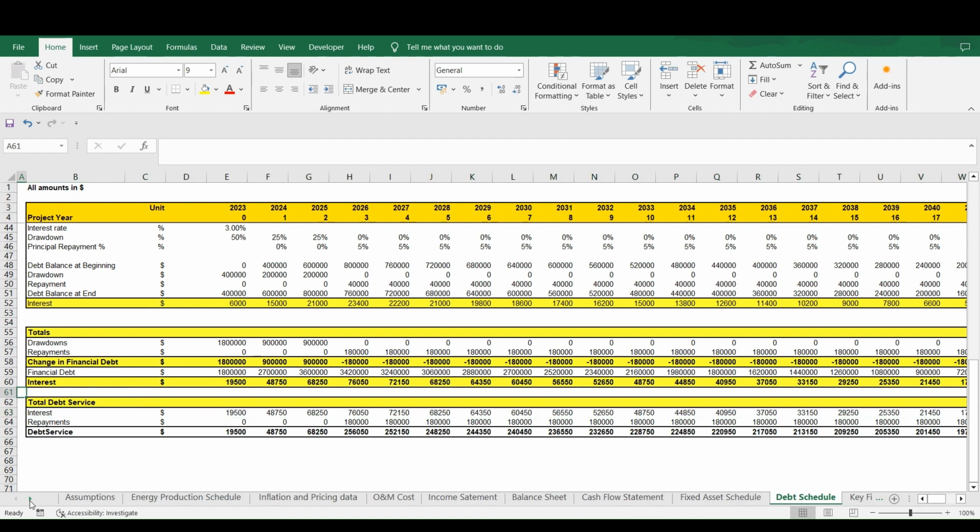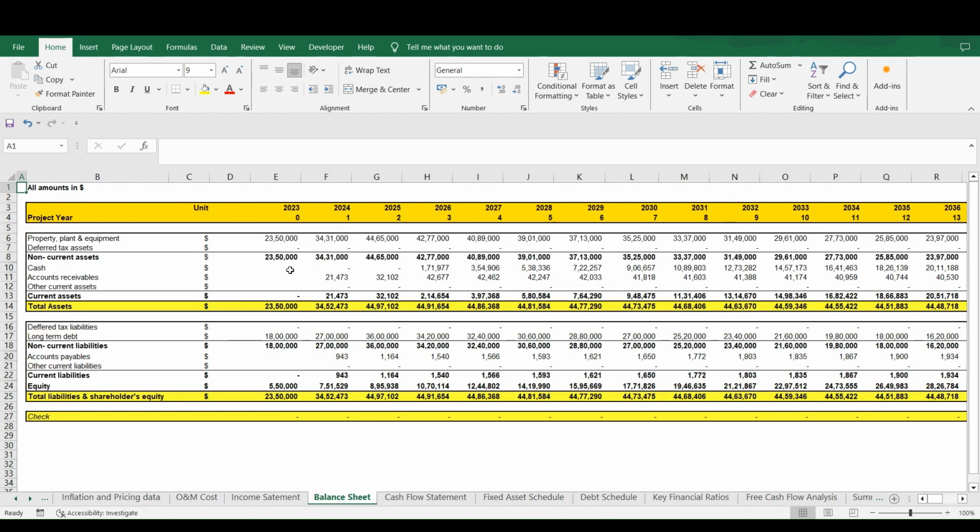After this, let's look at the balance sheet. In the balance sheet, we have our property, plant, equipment, our fixed assets. This comes from the fixed asset schedule. Then we have our cash that will come from the cash flow statement. This is the accounts receivable that we have. We made an assumption about the days receivable, and other current assets if you want to have them. This is the total assets.